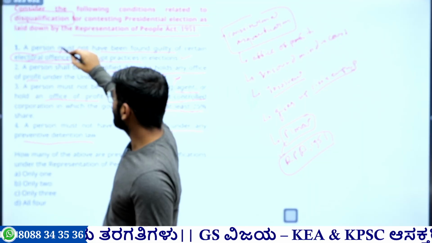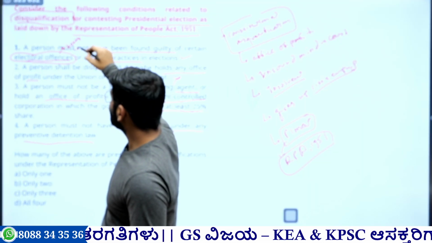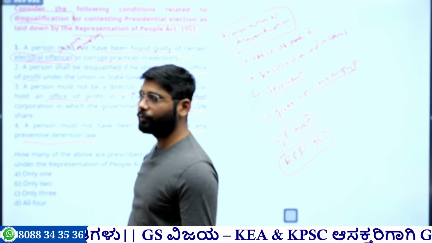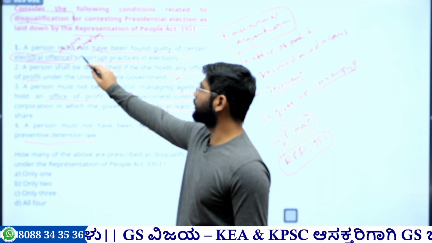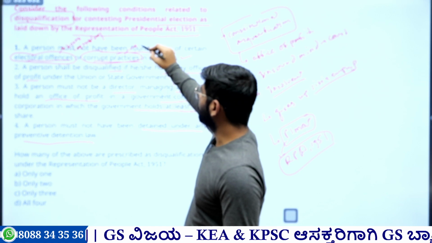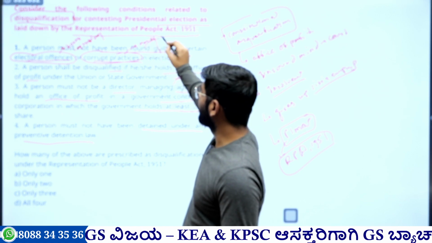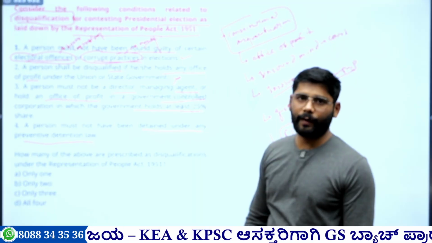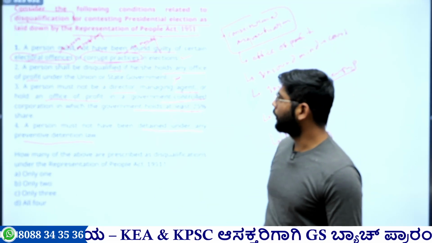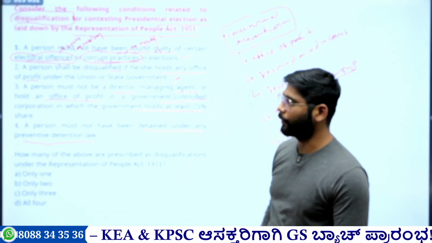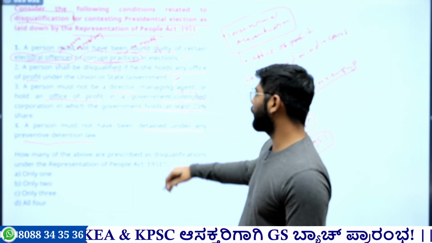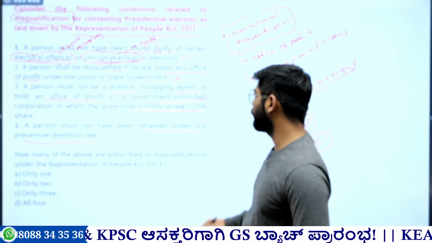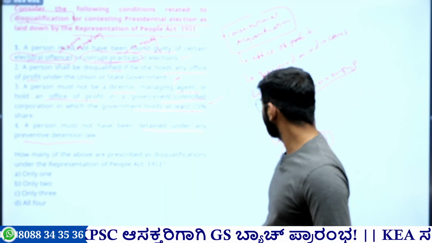One example is booth capturing. An offense that we do regarding the election is considered an election offense, and booth capturing is one of them. Corrupt practices, for example, distributing money, paying money for votes. So this is one of the corrupt practices. So there is a difference between electoral offenses and corrupt practices. This is laid down by the Representation of People's Act 1951. This also, the person must not be a director, managing agent or hold an office of profit in a government controlled corporation in which the government holds 25%. Yes, this is also laid down by the Representation of People's Act.